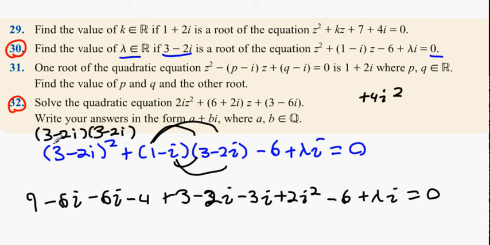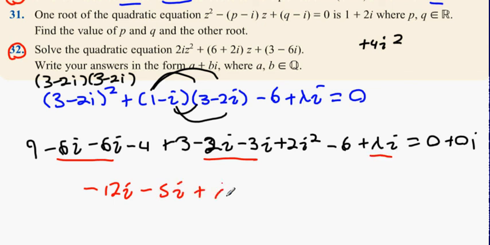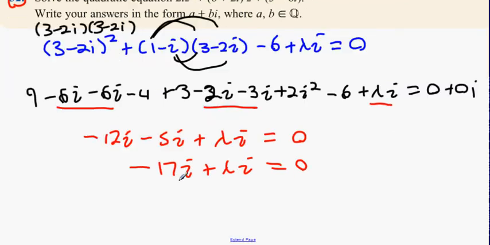Now all the i's have to be equal to 0, because over this side is 0 plus 0i. So let's concentrate in on the i's. So you have 6i, that's minus 12i. You have another minus 5i here. And then you have plus pi i, or lambda i, equals 0. So it's going to be minus 17i plus lambda i equals 0. This means that the i's can cancel, bring the 17 over the other side, lambda has to equal 17.